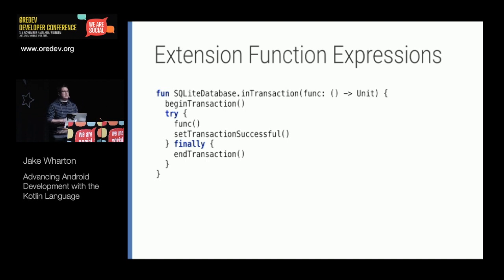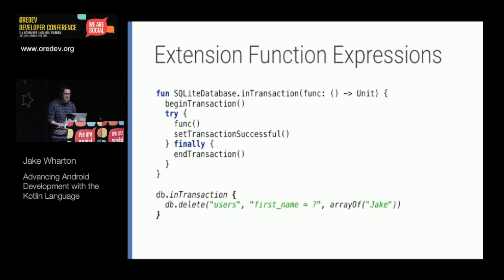So we can now add a method to the database itself, which is going to encapsulate the boilerplate of that chunk of code: starting the transaction, doing the try block, setting the transaction successful, and finally ending it. And so we take in a function, and we run that function inside the try block after we've done that little dance. And now in our consuming code, we just have this method that we call inTransaction on, and anything we put inside that is going to execute inside a transaction. There's no way for you to screw this up.